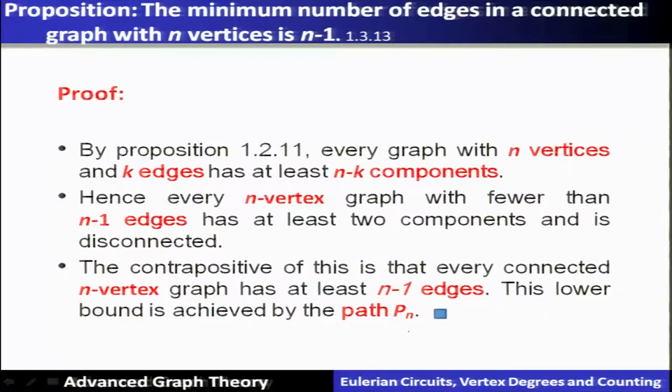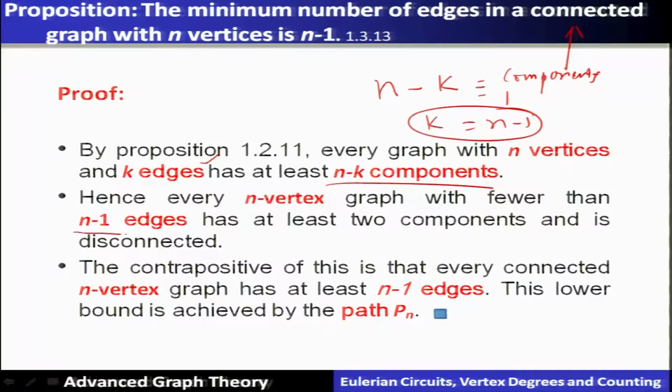Similarly, let us see the minimum number of edges in a connected graph with n vertices. For every graph with n vertices and k edges, we have proved earlier a lemma that says it has at least n minus k components. So, with n vertices and k edges it will have that many components. When you say a connected graph, that means you want the number of components to be 1. So, what is the value of k over here? k is equal to n minus 1.